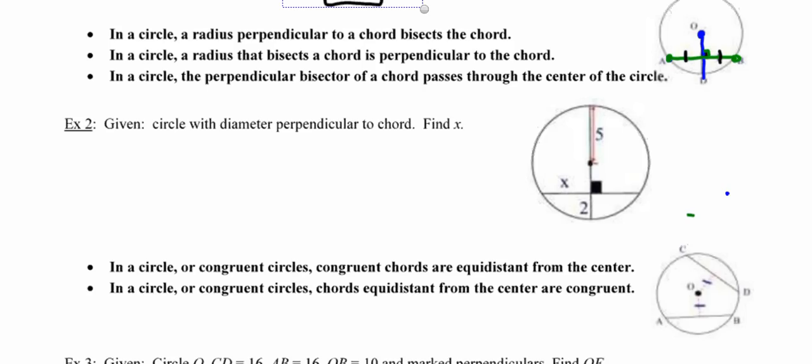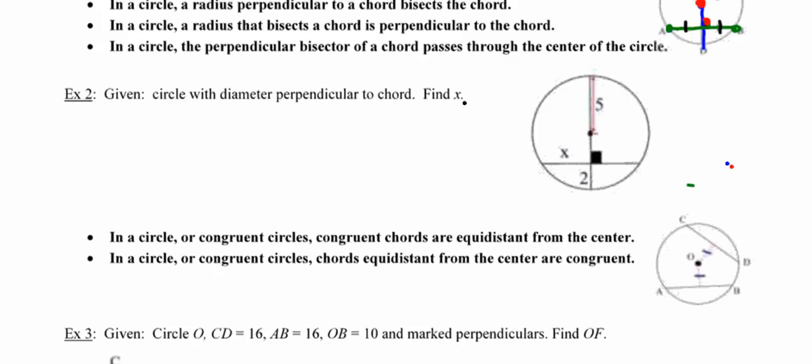The reverse of this is true as well. Whenever you have a radius that splits the chord into two equal parts, we know that the angle formed there must be a right angle because the chord and the radius will be perpendicular. And likewise, the perpendicular bisector of any chord will always pass through the center, because the perpendicular bisector of the chord is going to have to be a radius. So let's take a look in example 2 of how we might use this to solve a problem.